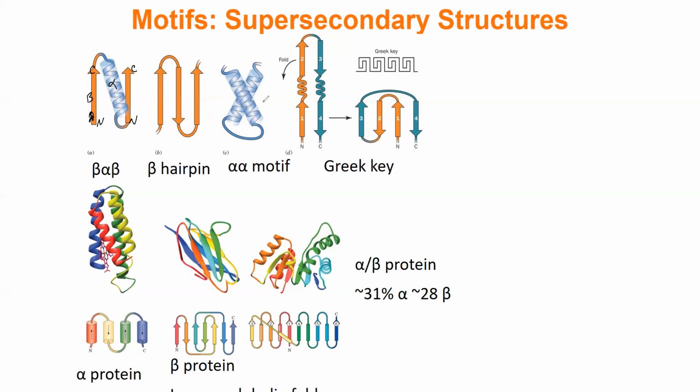Now, to get something like this, what is most likely happening if I'm going to redraw my alpha alpha motif out here? So you have something like this. What is most likely happening is where the two alpha helixes are coming together, you probably have hydrophobic residues.